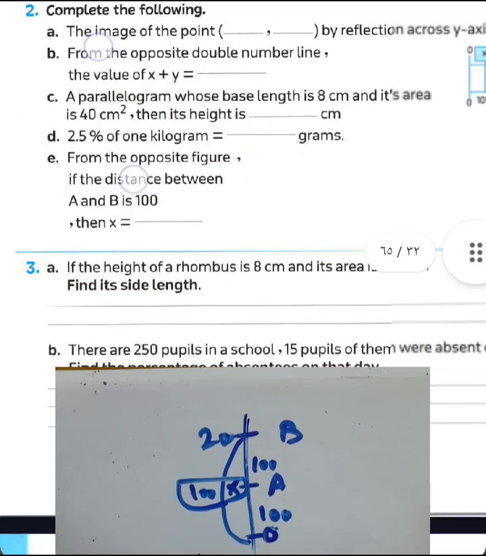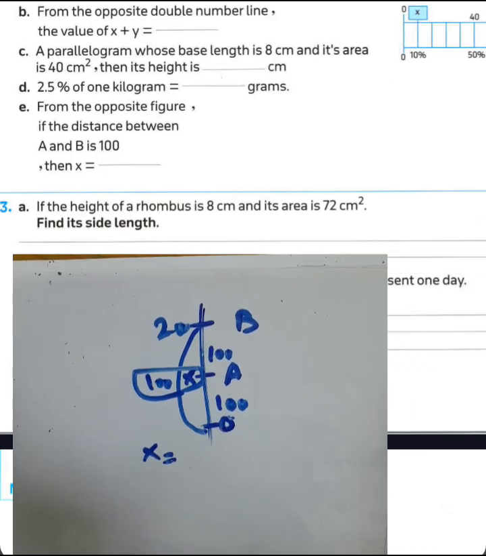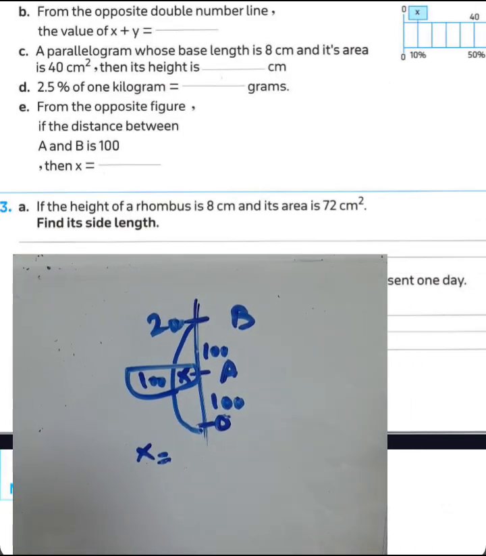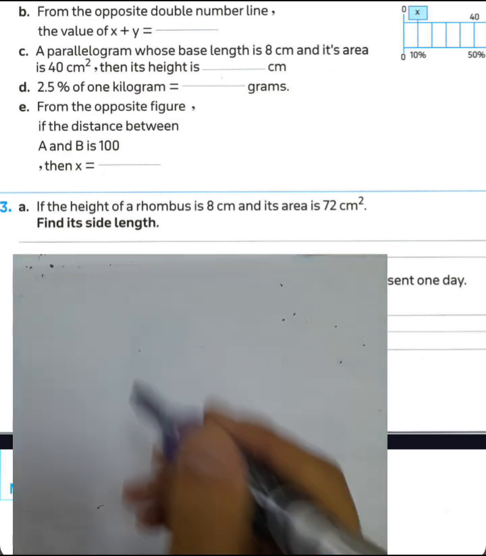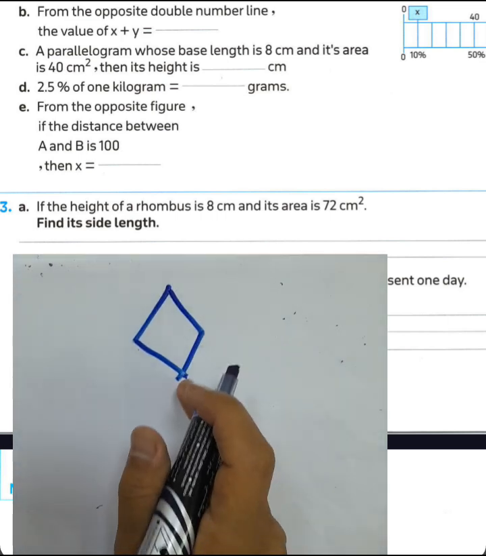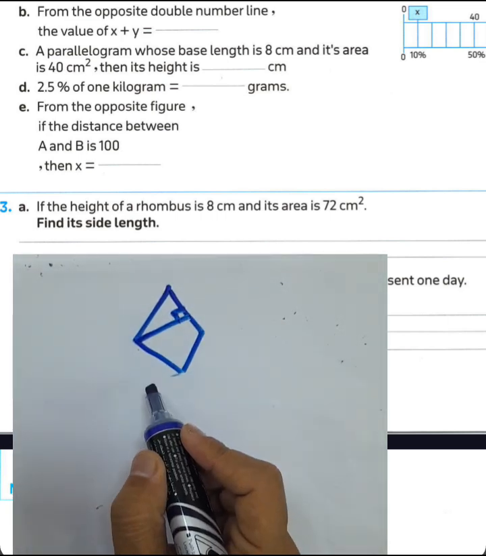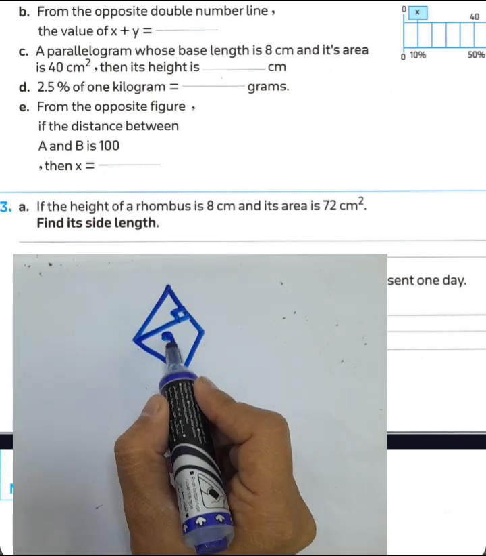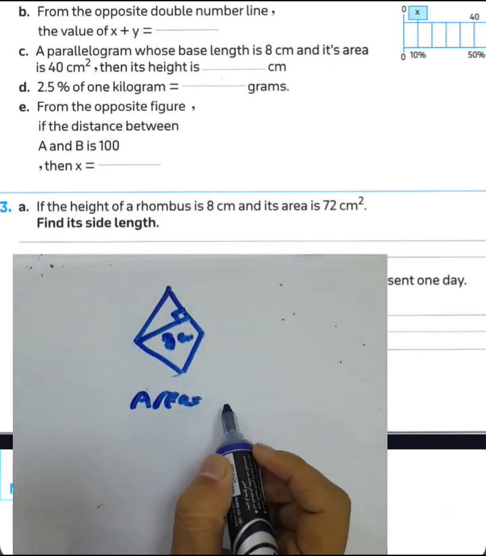Question number 3. If the height of a rhombus is 8 centimeters and its area is 72 square centimeters, then its side length equals blank. We have a rhombus. Okay, it's the rhombus. And the area of a rhombus equals base times the height. He gave us the height was 8 centimeters and the area was 72.